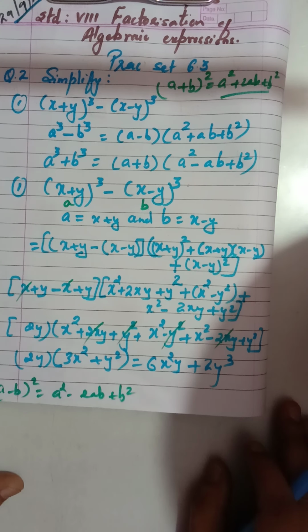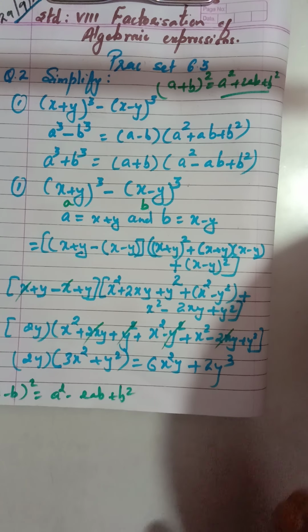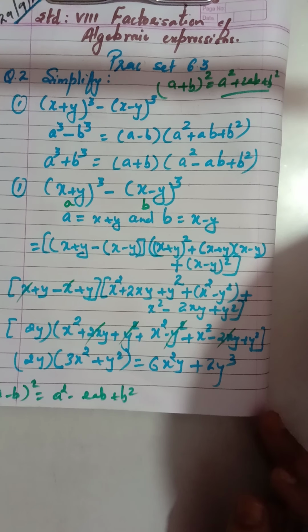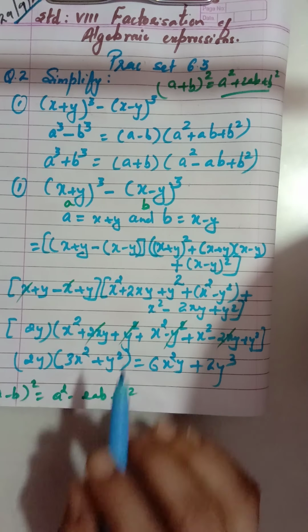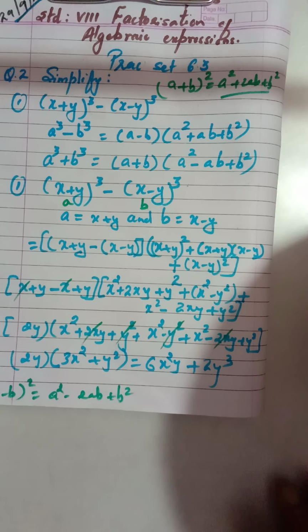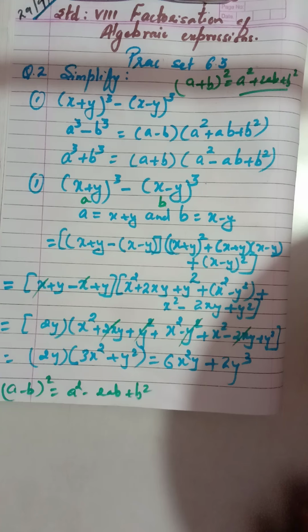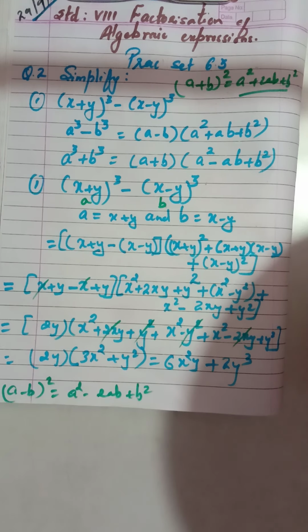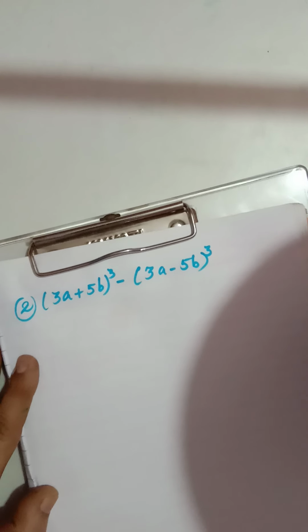So this is your first simplification: x plus y the whole cube minus x minus y the whole cube. Here see children, we are using all the formulas we have learned, a plus b whole square, a minus b whole square. So carefully, if you have doubt, please see the video again so that the steps are very clear to you and you can understand in a better way. Okay. Now let's do the second question, children.